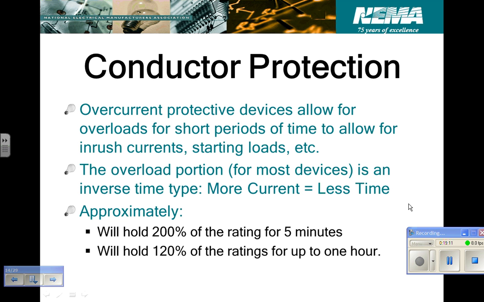Okay, 120% of the rating for up to 1 hour. Remember I said 20 amps. What's 20% of 20? Oh, it's 24 amps. I exaggerated, sorry. So at 24 amps, it'll hold for about an hour. Think about that. How long can your body take 24 amps? Your body can't take that, but about a couple of seconds. And then really bad things are going to start happening to you.